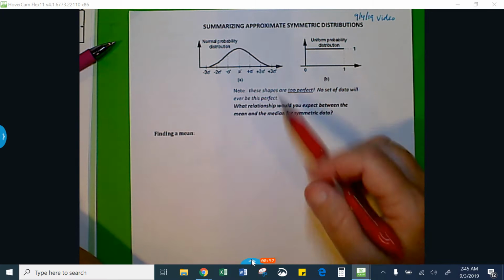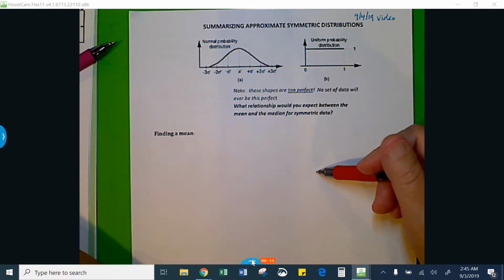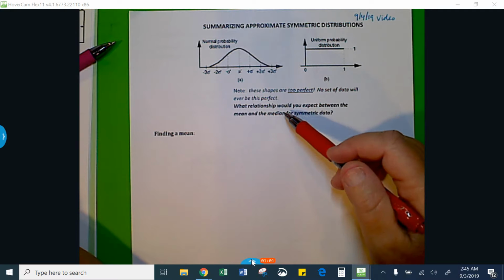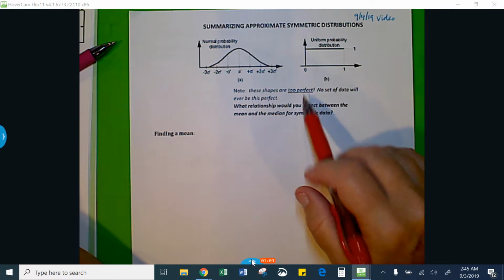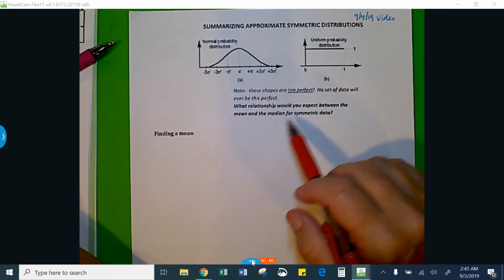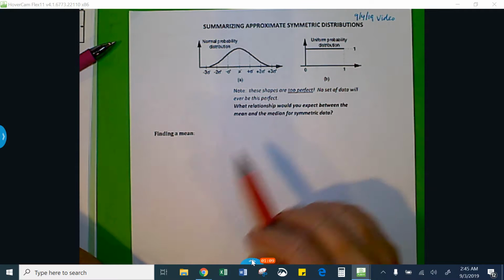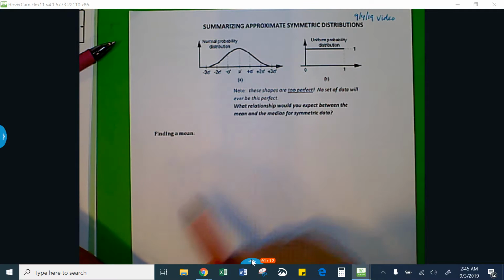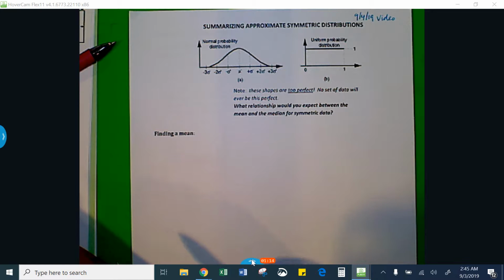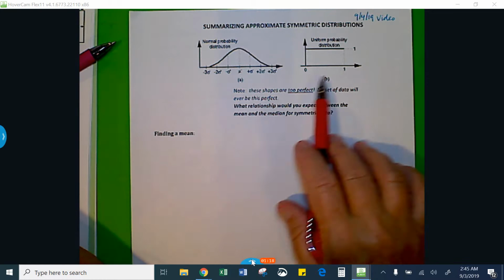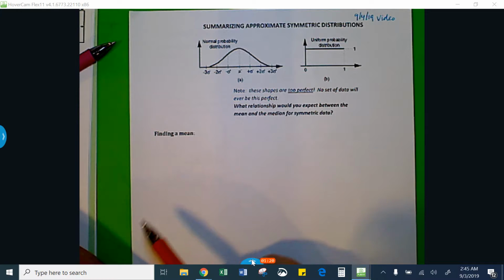These two are too perfect, so real data would be very unusual to look exactly this perfect, but they are good models, and a lot of times we just use models that look perfect to represent data or to compare actual data to. But regardless, for the sake of finding the mean, we're going to think about these types of distributions.